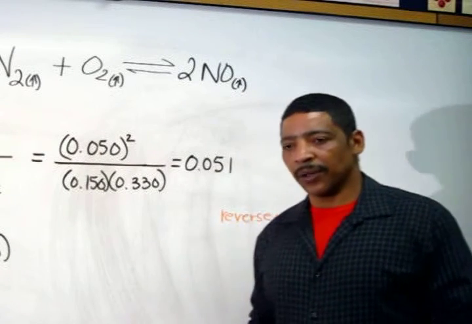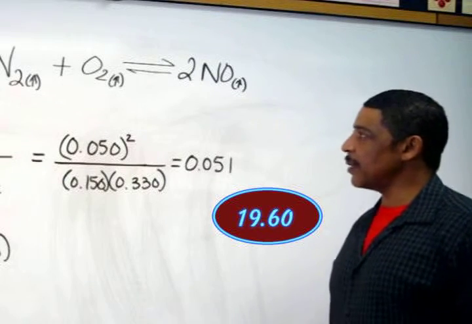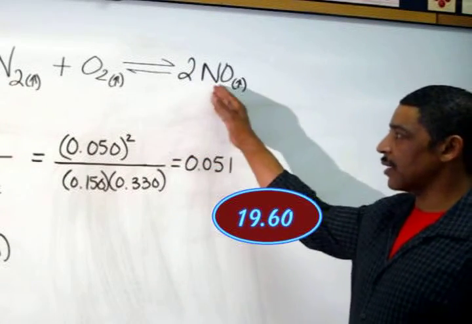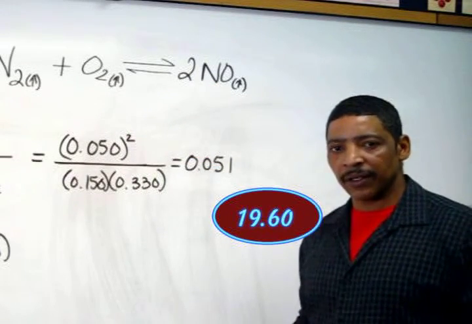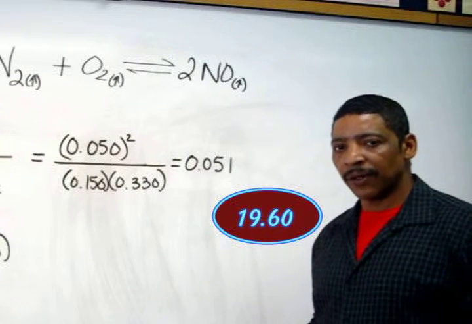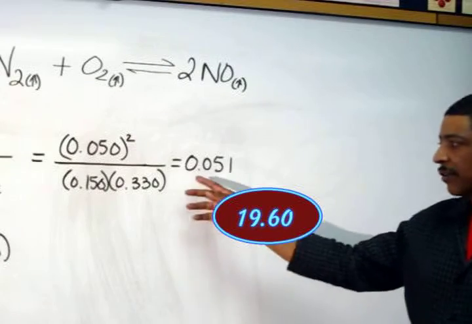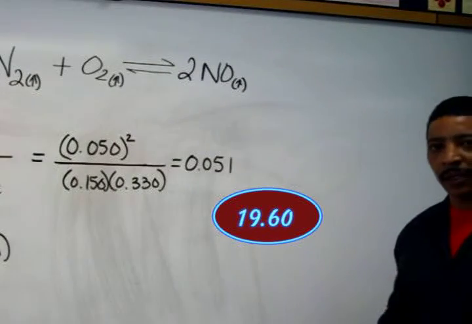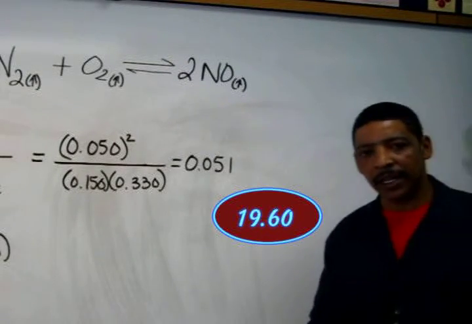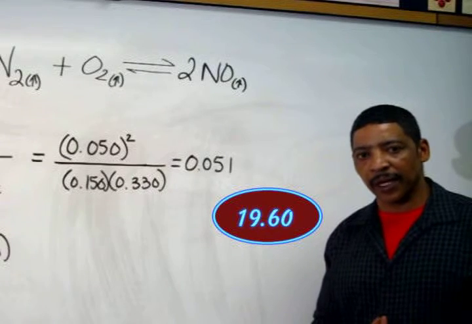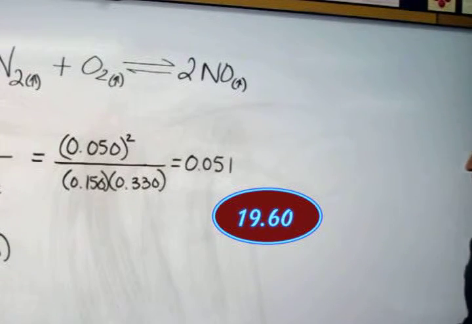By now taking the reciprocal of the KP value for the forward reaction, it is possible to calculate the KP value for the reverse reaction. Taking the reciprocal of 0.051 will yield the KP value for the reverse reaction to be 19.0.